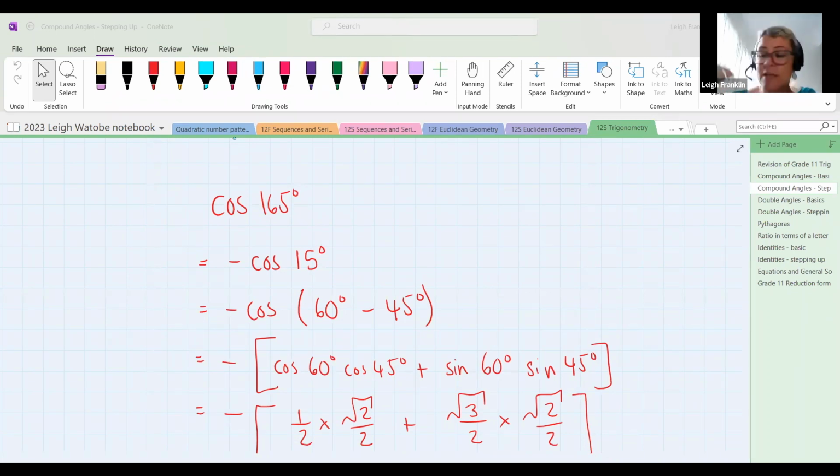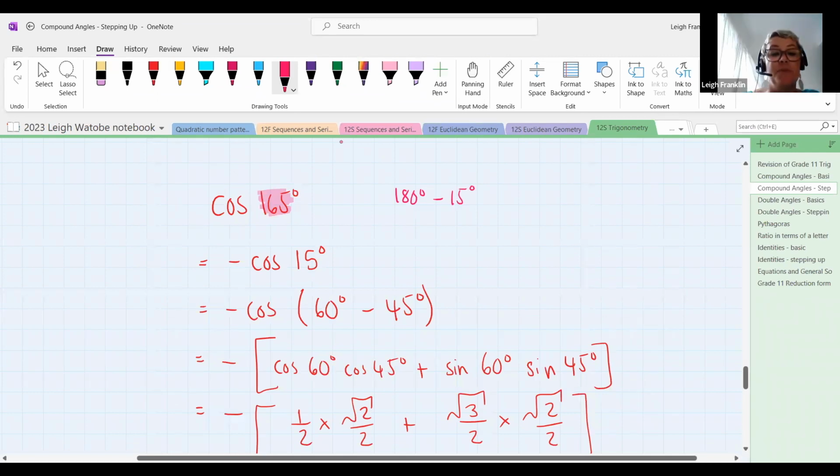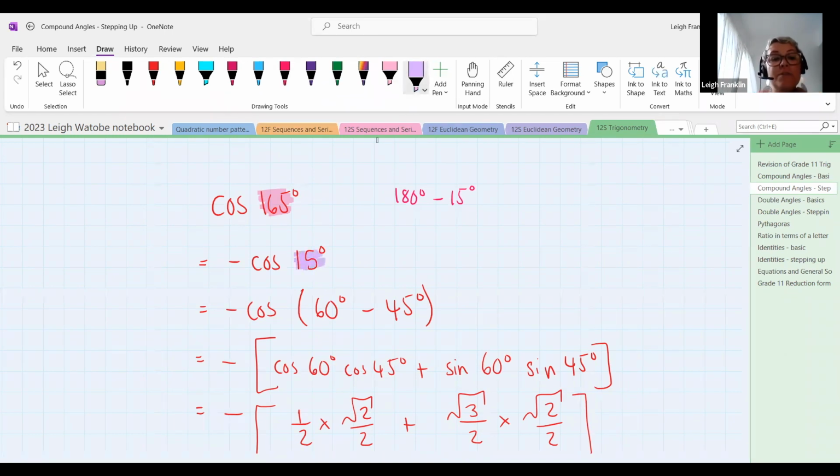So the first thing that you would need to do is use your reduction formulae. The angle 165 is in the second quadrant, so we would have used the reduction formula 180 minus. It would have been 180 minus 15. That gives us negative cos 15, because cos is negative in the second quadrant, and then we would have had to make 15 using special angles and compound angles.